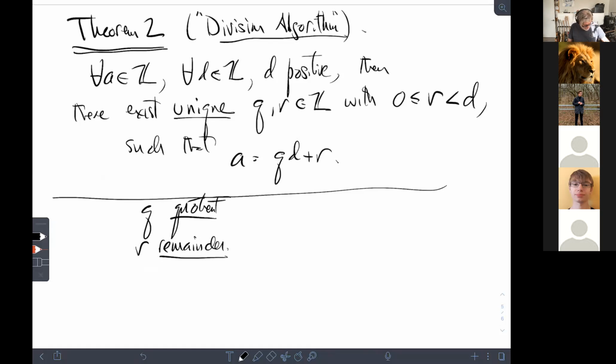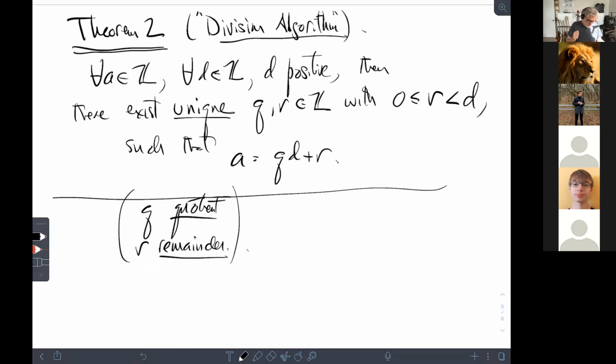So what you're looking at here is A divided by D, right? But these are all integers. So we're dividing A by D. So it's Q times D, but there's a remainder, right? Because maybe D does not divide A. A is maybe not a multiple of D, right? So there's a remainder when you're dividing. Hence the name division algorithm. It's like dividing A by D, okay?